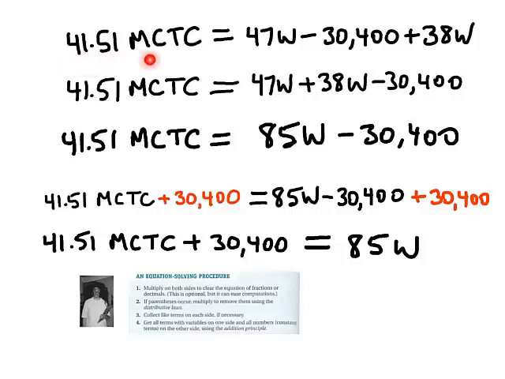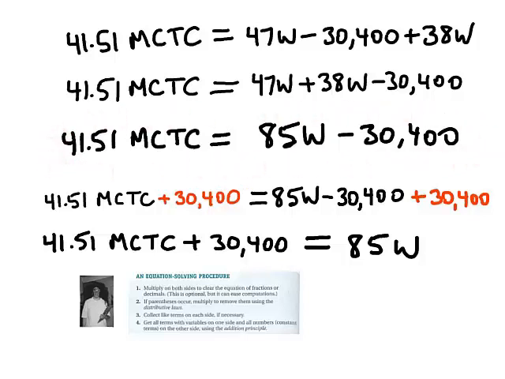So here's the expression we ended up with, and remember, we're trying to solve for W. So our next step here is to gather like terms. Between each step, when we have a chance, we gather like terms. And you'll see we've got a 47W and a 38W. We're going to combine those to give us 85W.